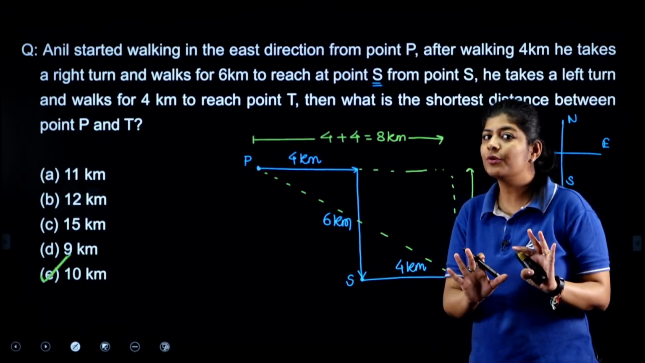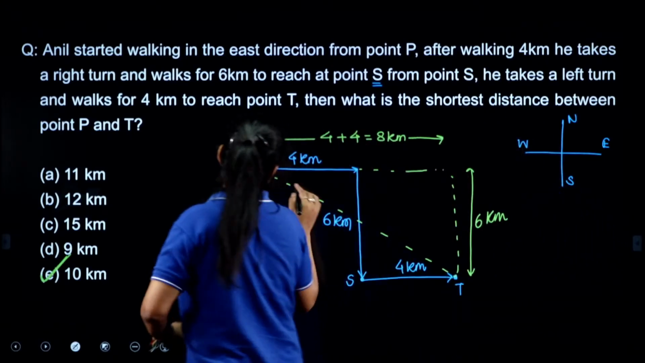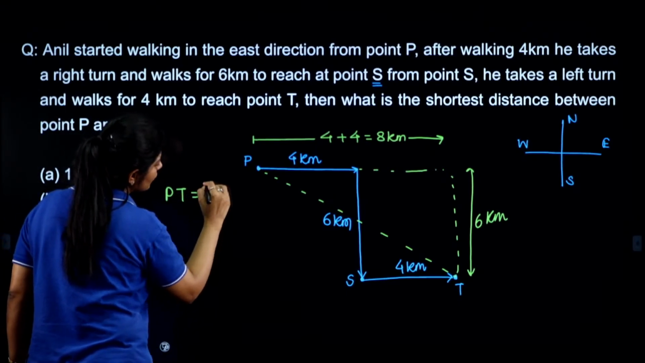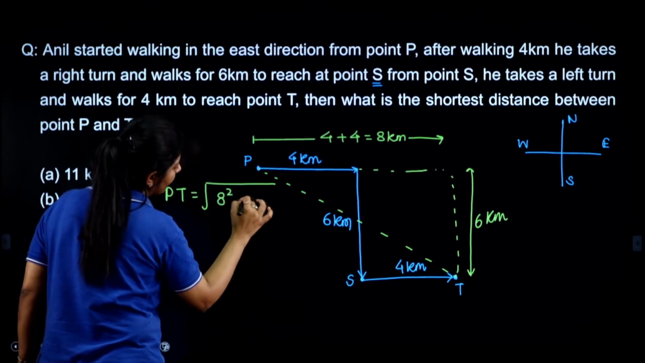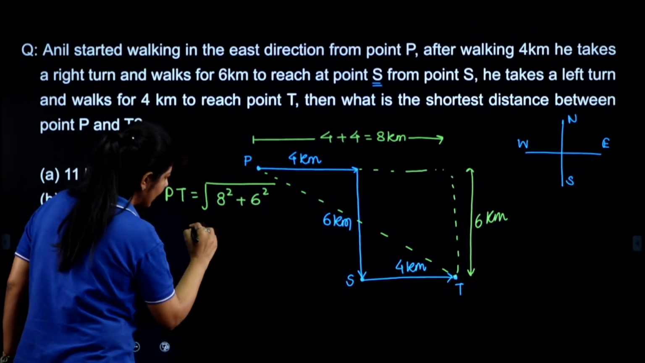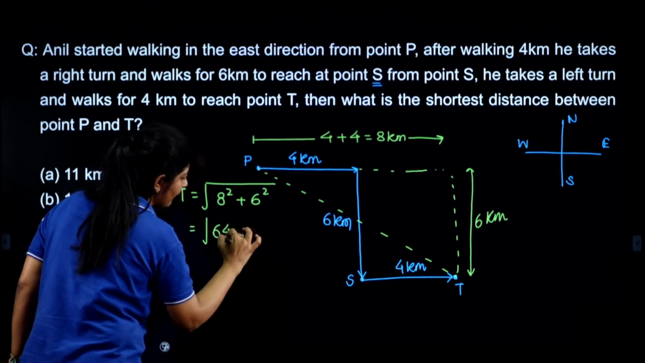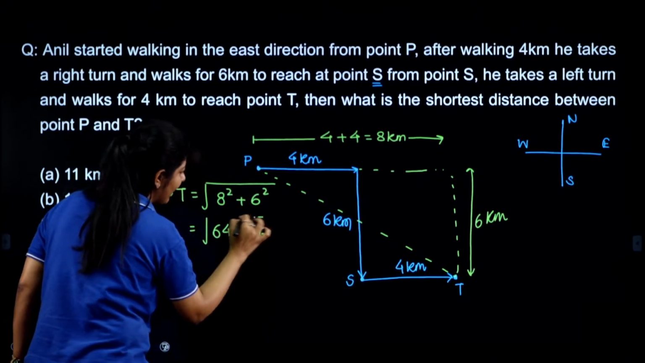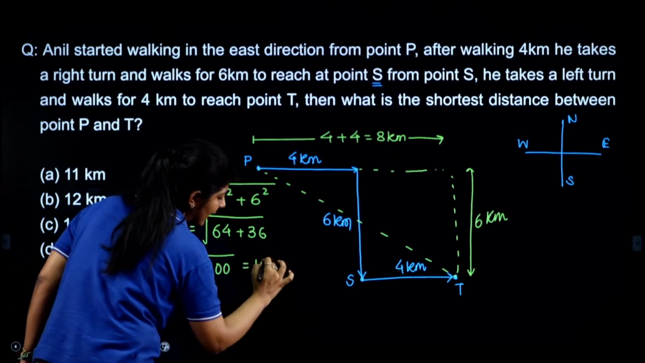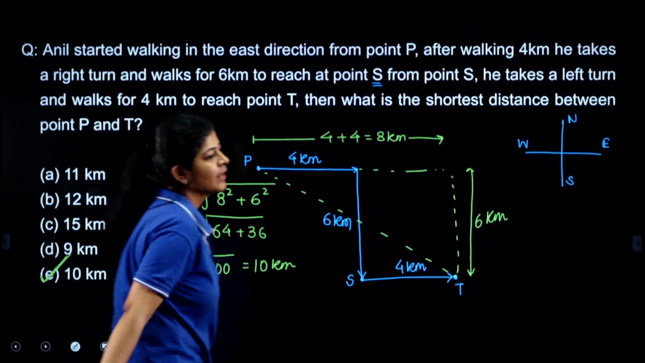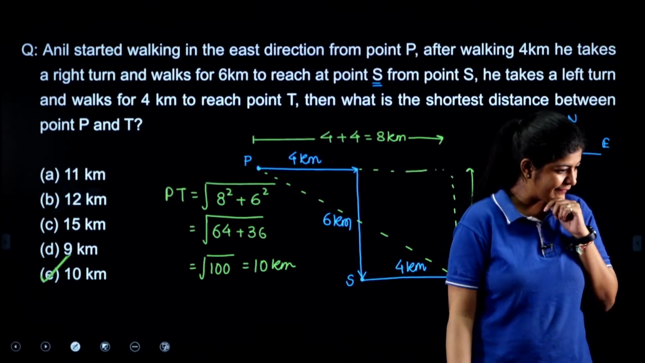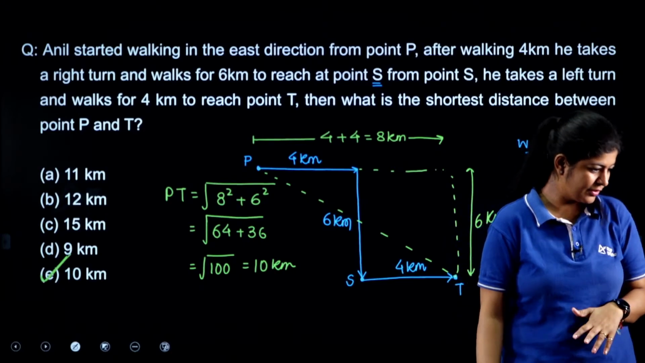If in case you don't know the triplets, then you can easily write that PT is nothing but the square root of 8 square plus 6 square, perpendicular square plus base square, right. So, this is nothing but 64 plus 36, and when you add these values, you will get the square root of 100, and that is nothing but 10 kilometers, right. Very good Ragla, very good Princey, Radhe and Sundaram, very good.